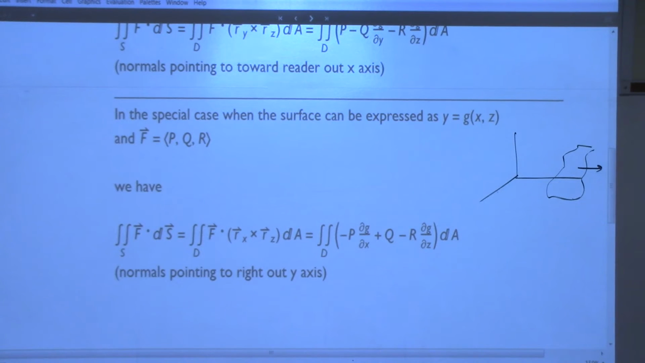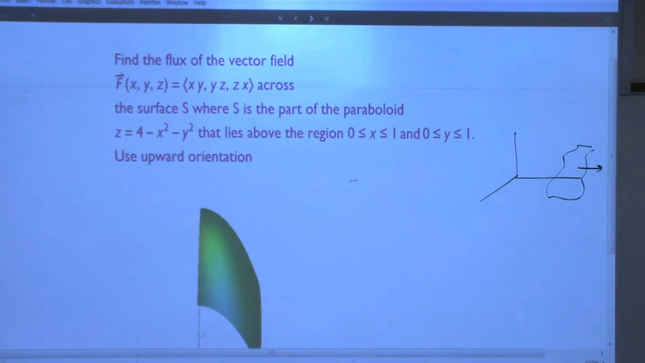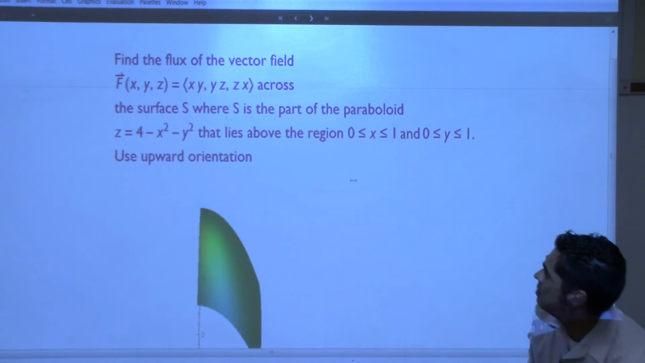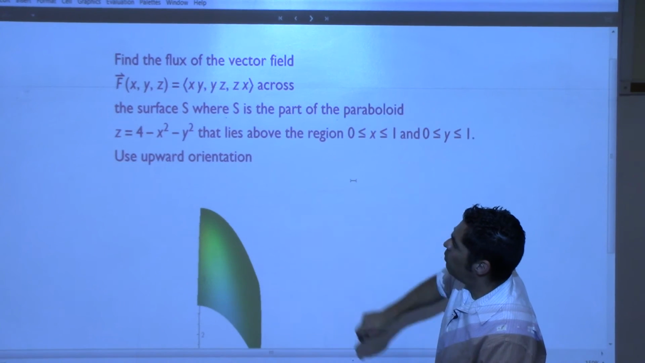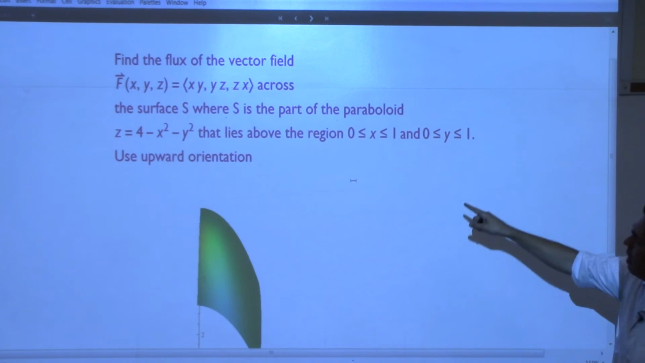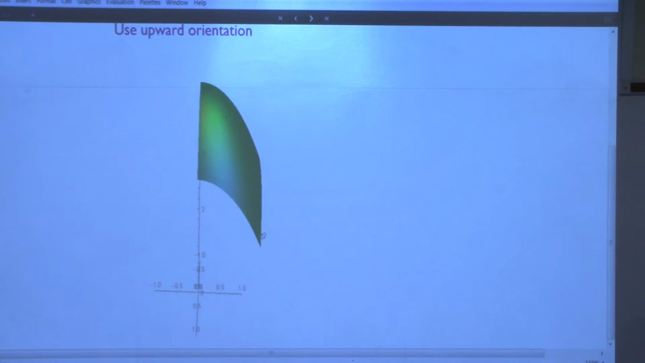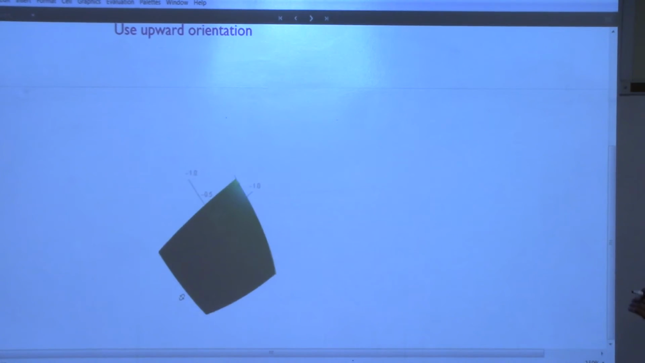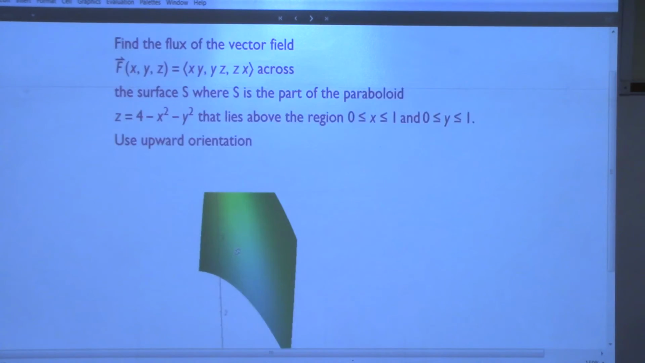I have 6 minutes. I think I have enough time to do one, at least set it up. Find the flux of the vector field. There's your vector field. The surface is the part of the paraboloid z equals 4 minus x squared minus y squared that lies above this region. So it's giving me this paraboloid. If we look at it straight down, the region on the ground is a rectangle. And that is a function of x and y, isn't it?